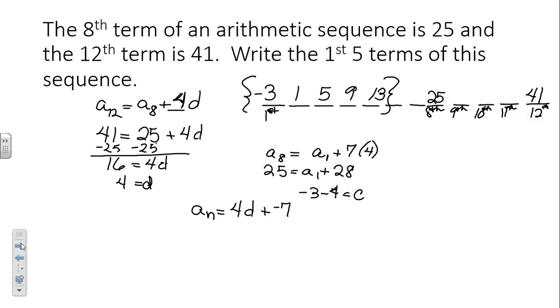Questions on this one? Okay, feeling confident? May not hurt to fill out the blanks, just until you get confident and comfortable with this. Okay. All right, next one.